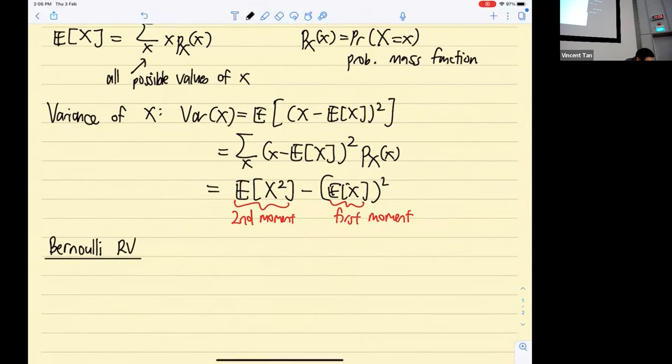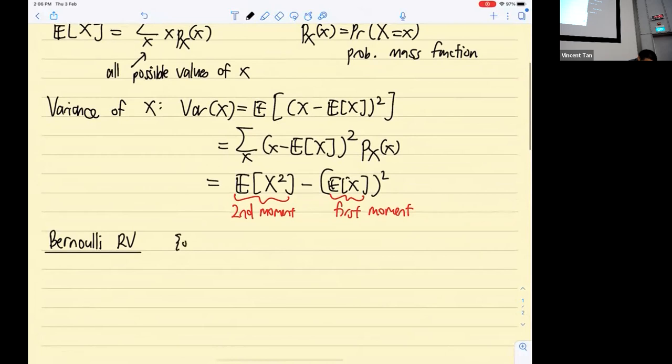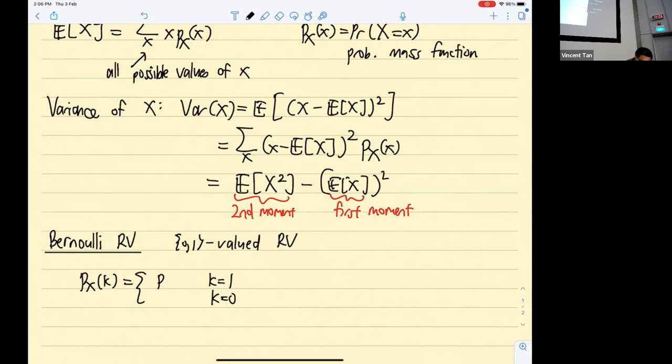So recall what a Bernoulli random variable is. A Bernoulli random variable is a 0-1 valued random variable. It takes on values 0 and 1 only. It's also sometimes called a binary random variable. The probability mass function P_X(k) is denoted as follows. p represents the probability of success, and that happens when k is equal to 1. That represents, for example, heads happening. Heads happens with probability p, and tails happens with probability 1 minus p.